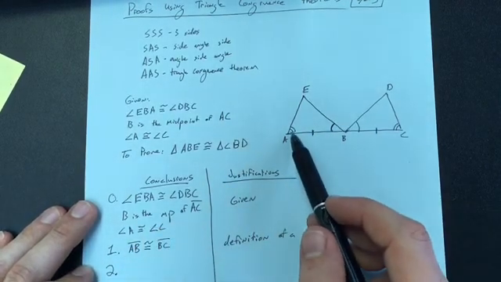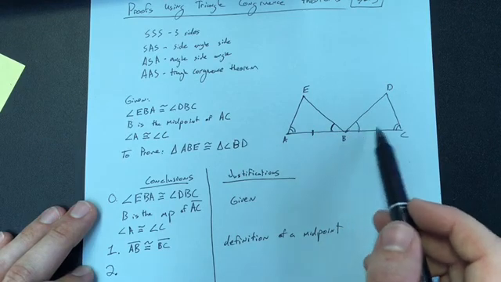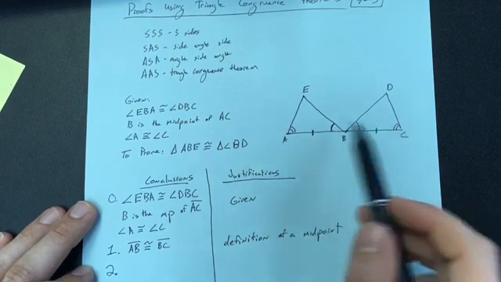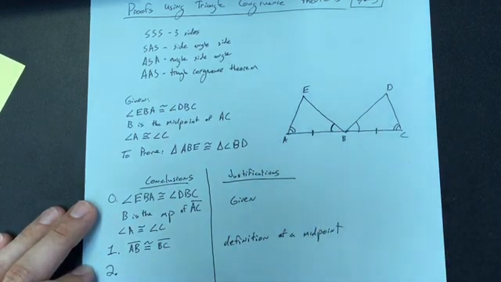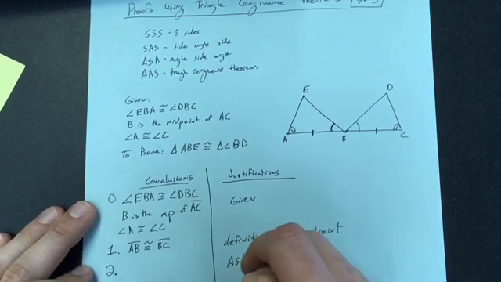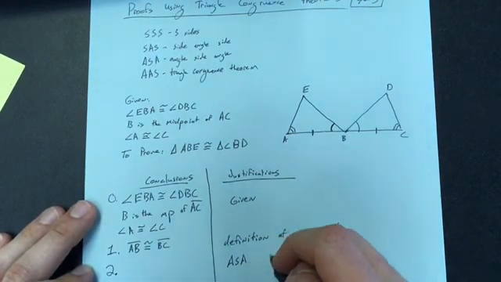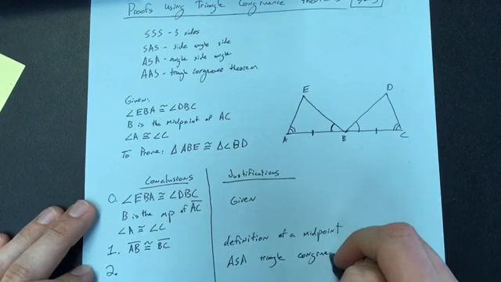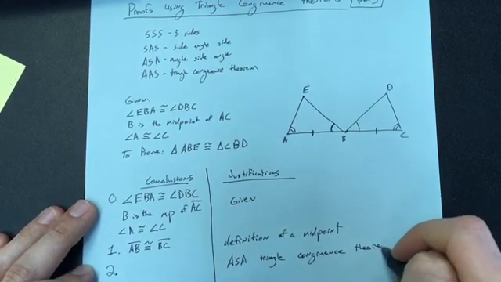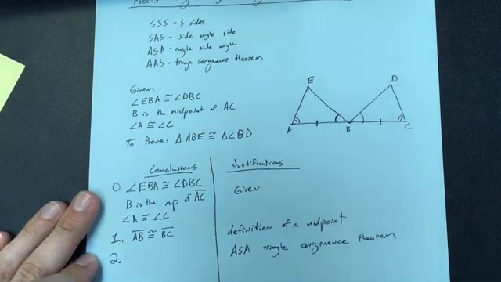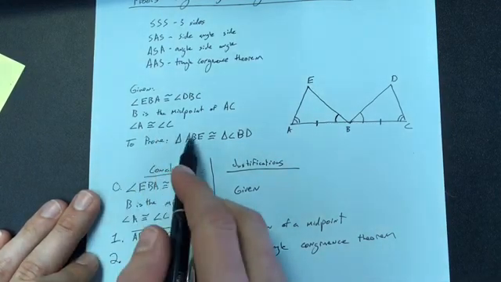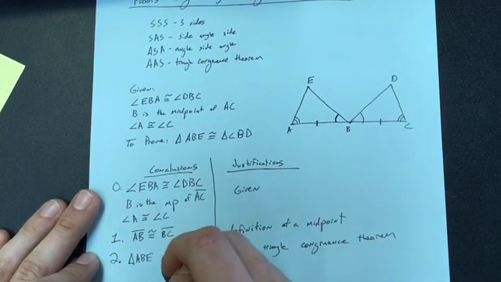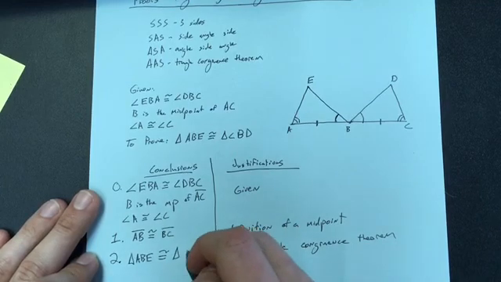Now we've got an angle, a side and an angle, and an angle, a side and an angle. These two angles are congruent, these two sides are congruent, and these two angles are congruent. So we know we're going to use the ASA, angle side angle, triangle congruence theorem. Perfect. And what are we trying to prove? Exactly the statement: triangle ABE is congruent to triangle CBD.